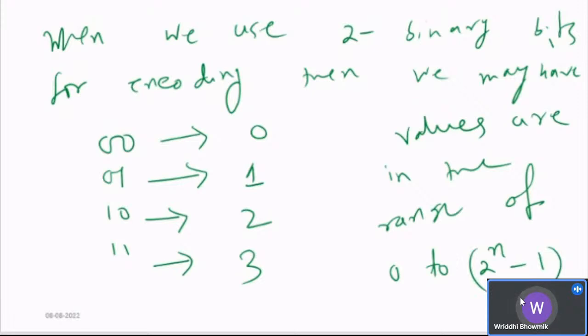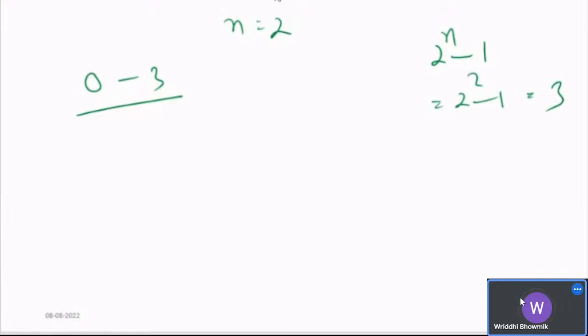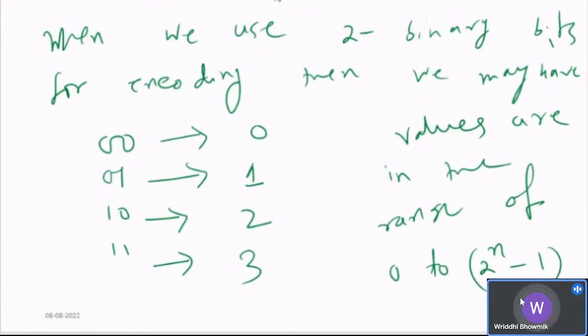Here you see what is n? The small n is equal to 2 because we are actually using 2-bit encoding. So the values are in the range of 0 to 3, because 2 to the power n minus 1 is nothing but 2 squared minus 1, that is 3. So the values are in the range of 0 to 2 to the power n minus 1. So 0, 1, 2, 3.